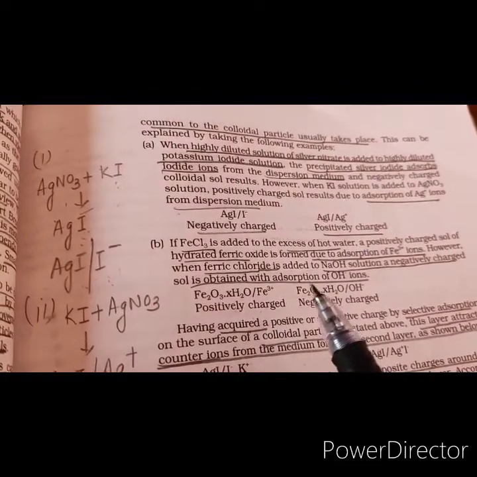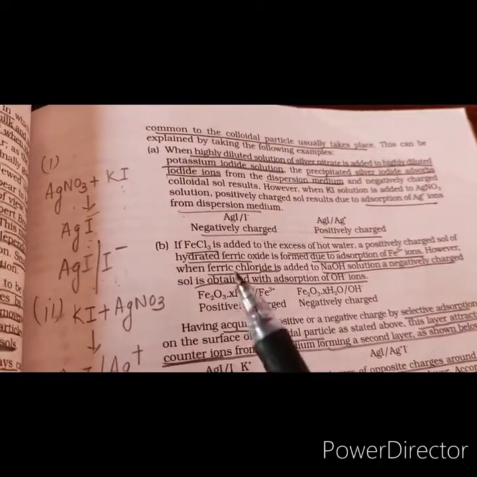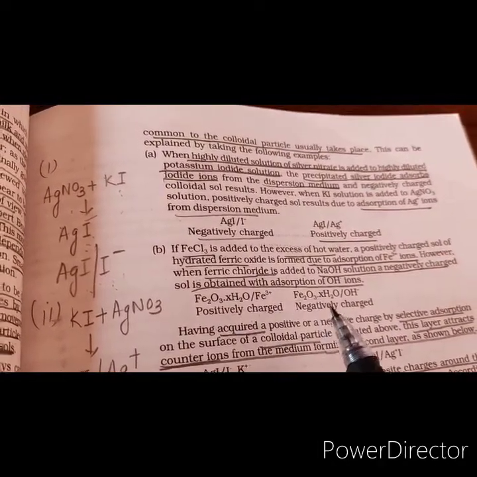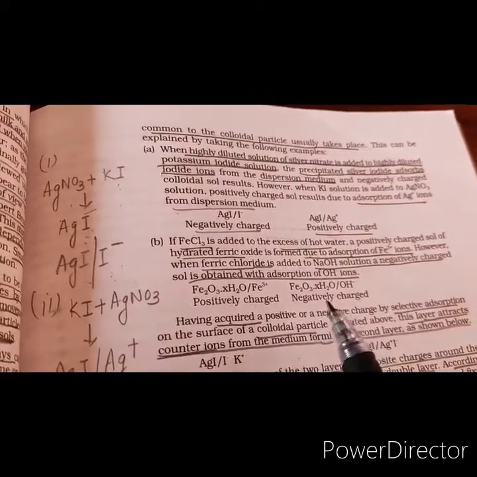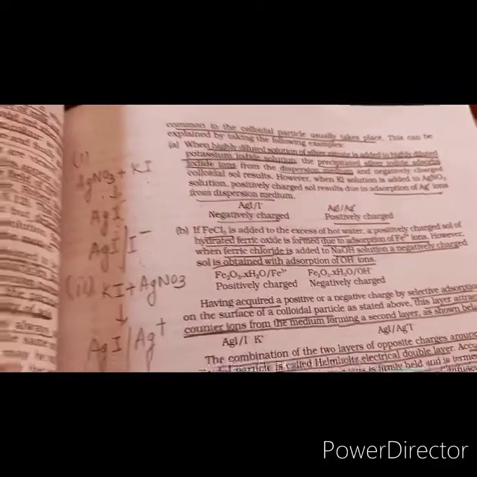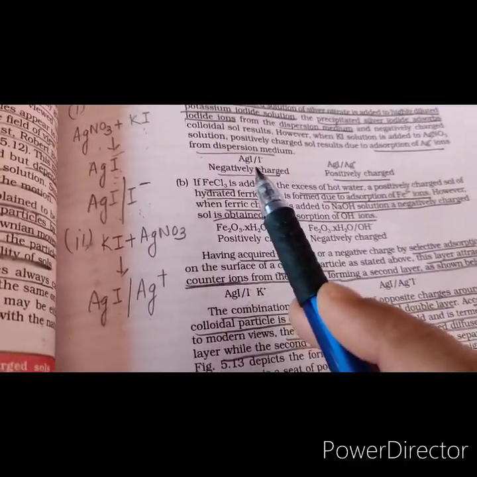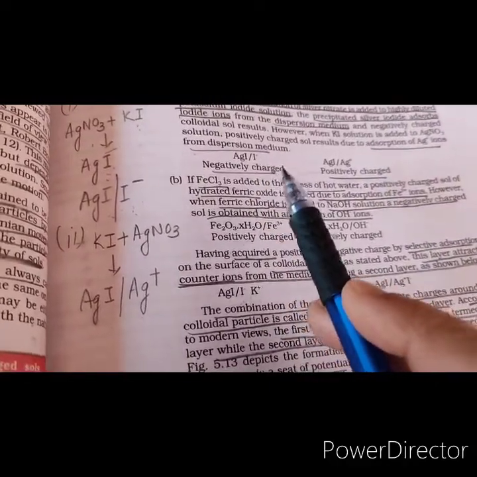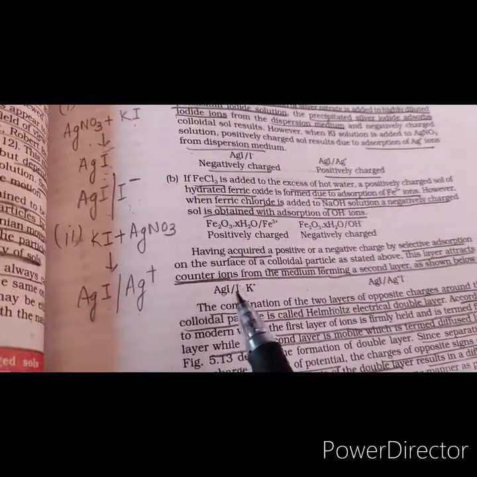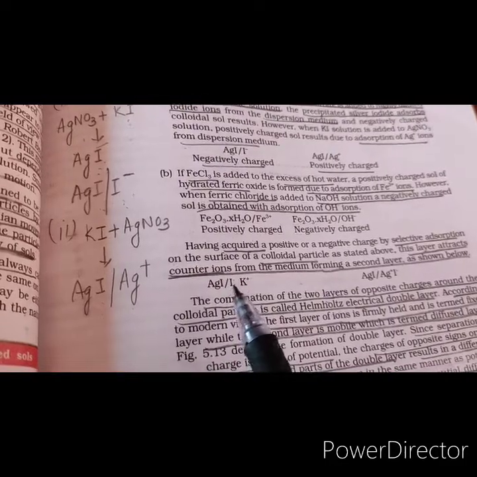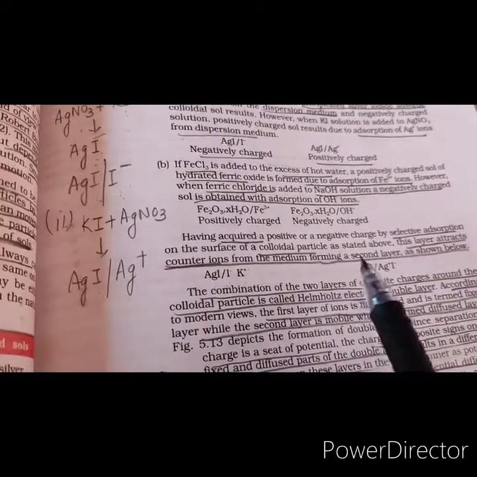When this ferric chloride is added to sodium hydroxide solution, then hydrated ferric oxide will be formed and this will absorb hydroxide ions from the dispersion medium and thus a negatively charged sol is formed. Now these sols have been formed. Now what they do, they start attracting counter ions from the dispersion medium. So this sol is formed. This is the colloidal particle. This has absorbed the common ions. Now this starts attracting the counter ions from the dispersion medium and thus a second layer is formed.